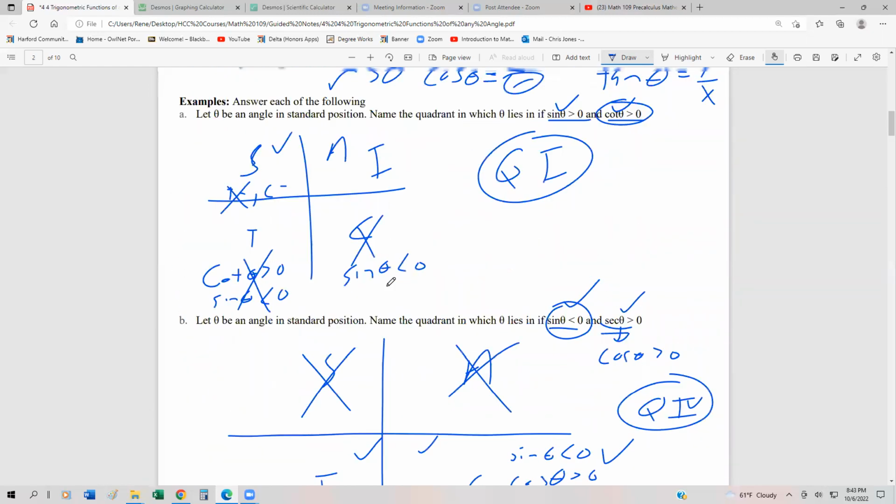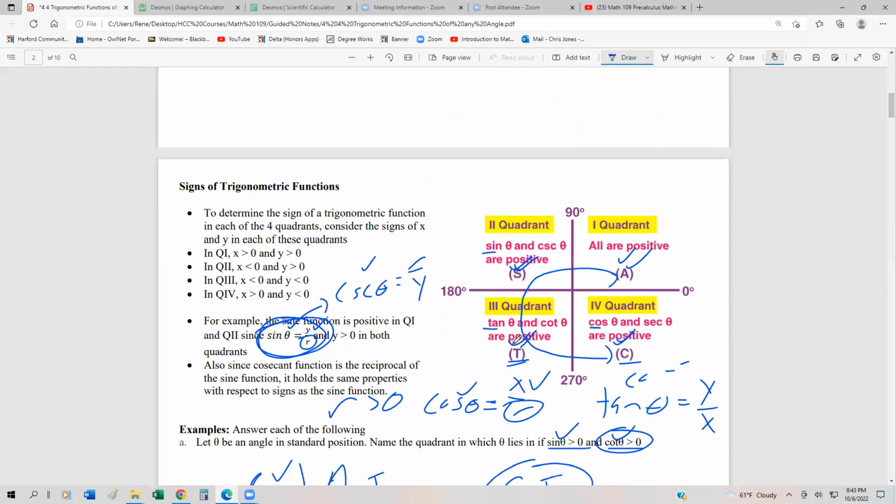So again, just remember that saying, all students take calculus, and you just draw the letter C as in calculus to maybe help you remember. And remember, all of them are positive in quadrant one.